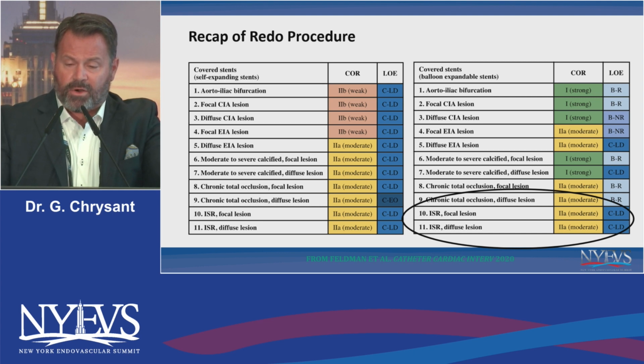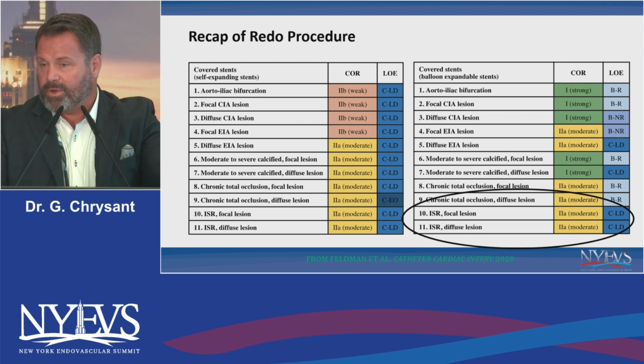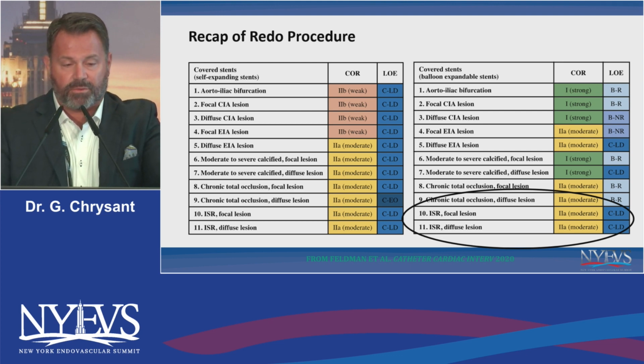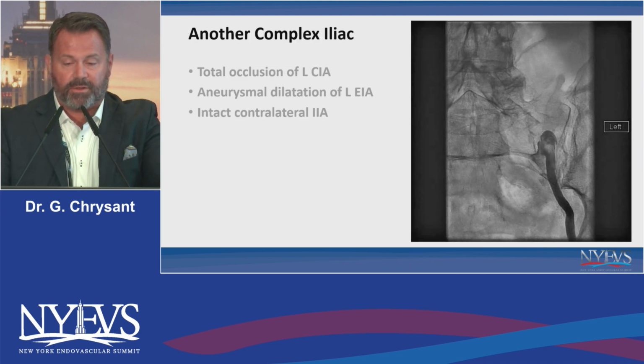So for ISR, you see that covered stents have 2A evidence, so that's better than pretty much anything else we have. So I think that's a reasonable choice when faced with ISR in the iliac.